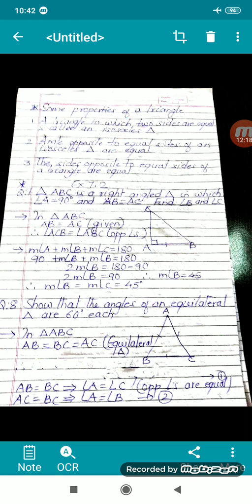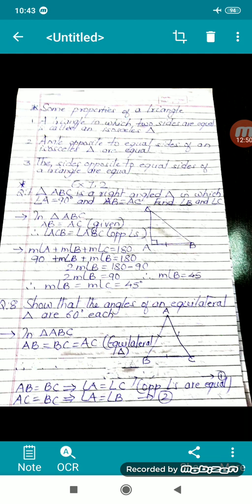Now, AB is equal to AC is given to us. Opposite angles are equal if AB is equal to AC. Now, which is the opposite angle to AB? Angle C. For AC, angle B. Now we know that the total measure of a triangle is 180. So write down angle A plus angle B plus angle C is equal to 180. Following? Angle A is 90. 90 plus B plus C is equal to 180. Now replace the value of B and C because both are same.